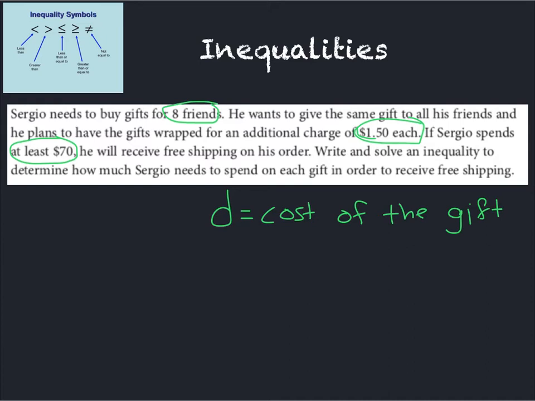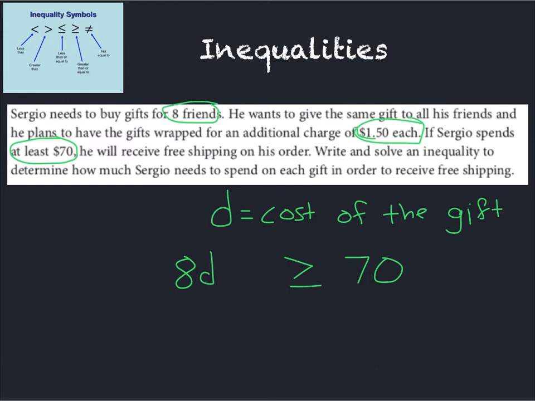So we know that he's going to buy 8 gifts, so it'd be 8 times the cost of the gift. And we know that it has to be at least $70. So normally with equations, we had either an expression equal to another expression, or an expression equal to a total. Inequality is the same thing. Sometimes we'll be comparing 2 expressions, and sometimes we'd be comparing an expression with a total. In this case, it says at least $70, so it looks like we're going to be comparing an expression to a total, and it's going to be a total of $70 at least. It's one of your key words there. It's going to mean greater than or equal to.